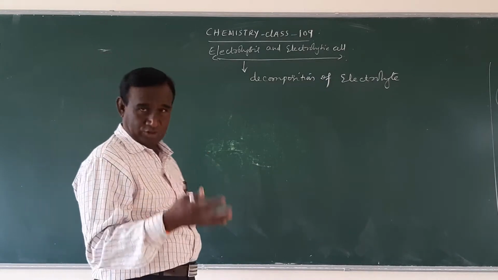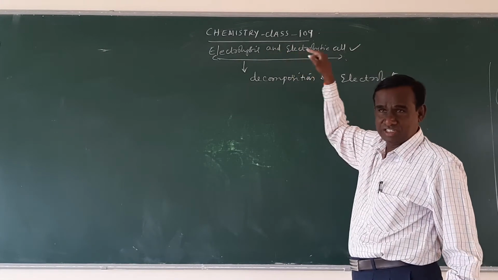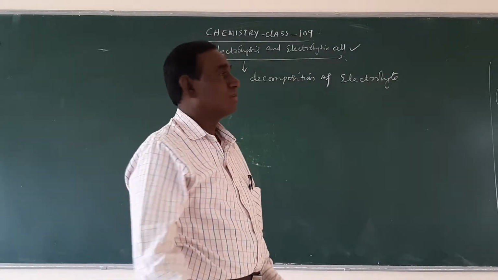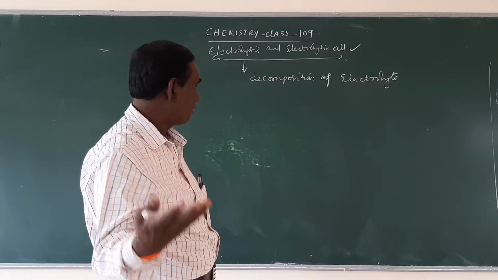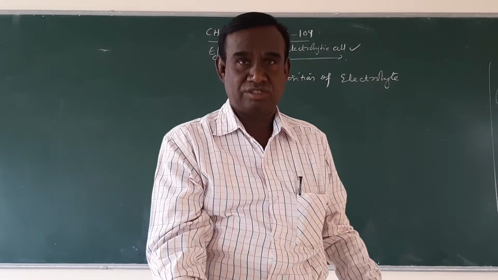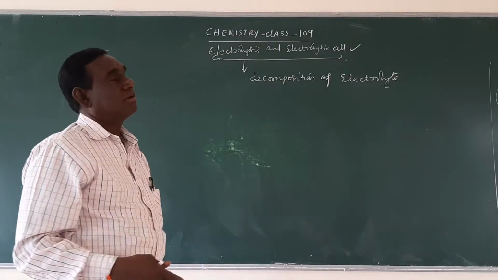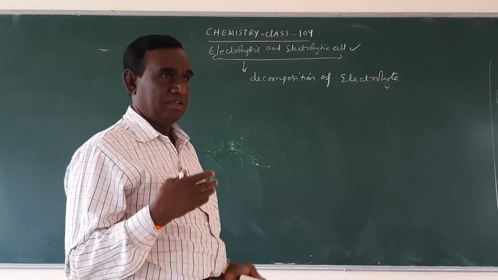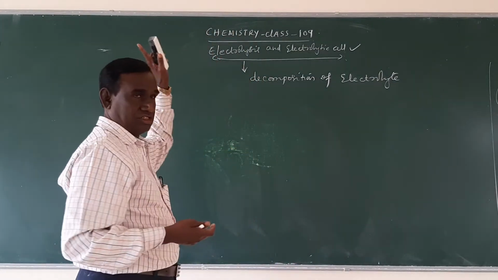And this electrolysis process is carried out in a cell which is called the electrolytic cell. What is an electrolytic cell? An electrolytic cell is a device in which electrolysis can be carried out. What is electrolysis? Decomposition of an electrolyte into its constituent elements by the passage of electric current is called electrolysis. That means passing an external voltage.